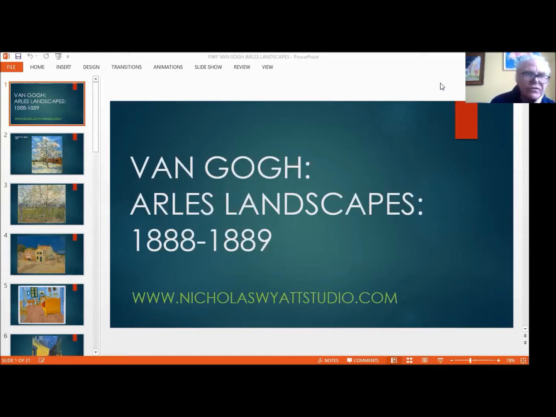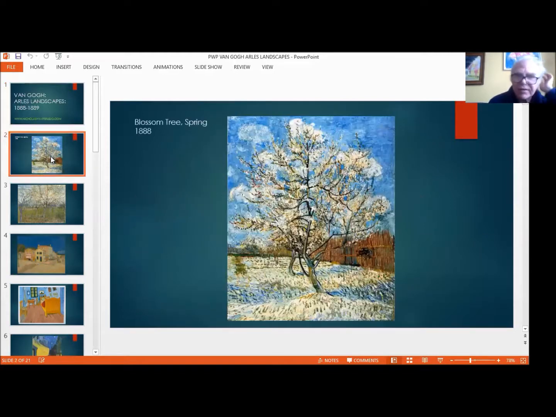And the first slide we're going to look at is this painting of a blossom tree. This was made in the early spring of 1888. Just to give you some background, Van Gogh was born in Zundert, which is a small town in the Netherlands. His father was a pastor of the Dutch Reformed Church, and he had a number of siblings.